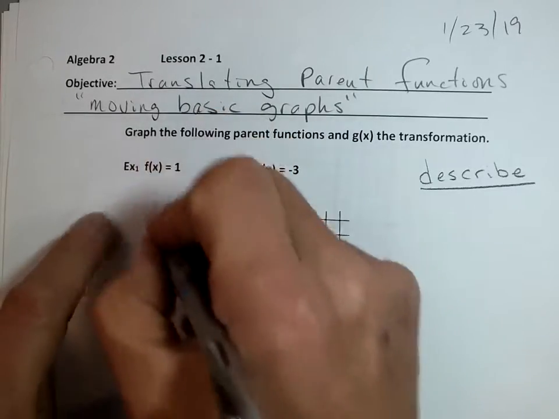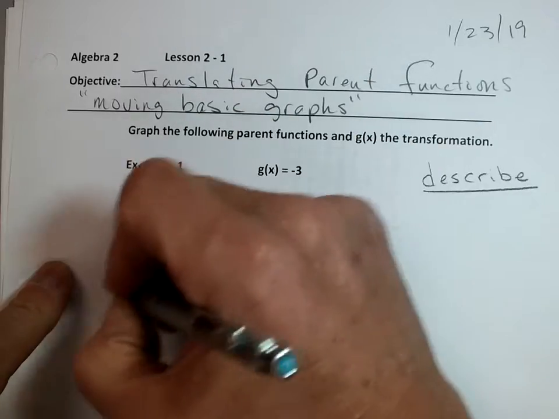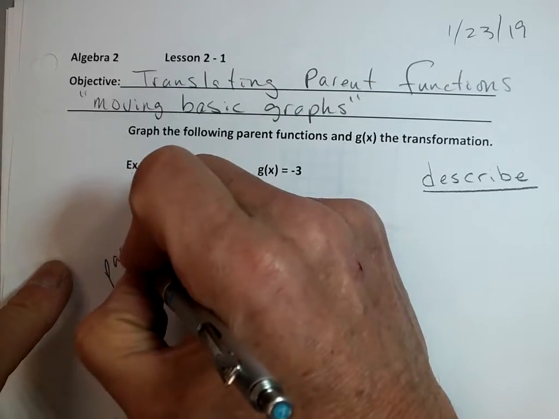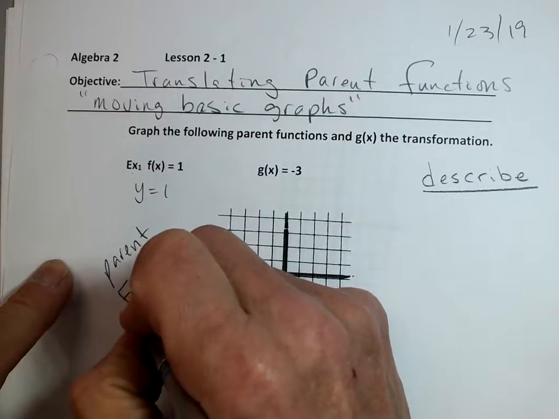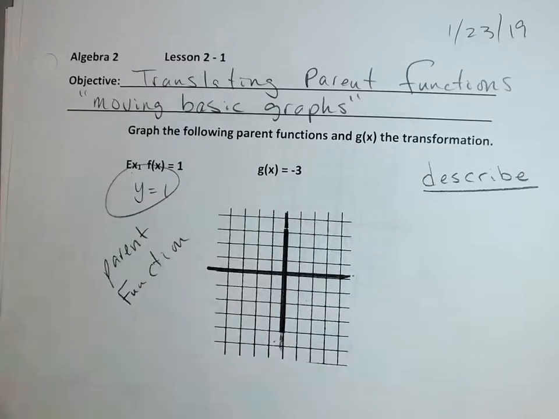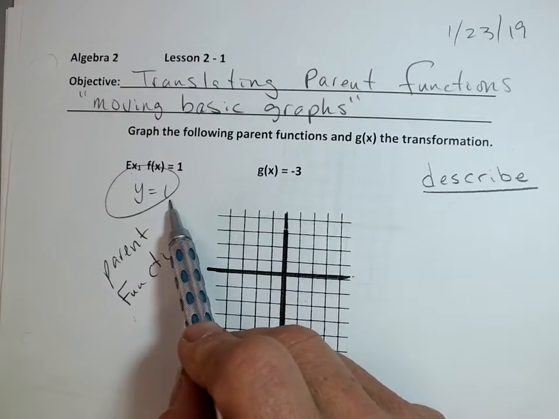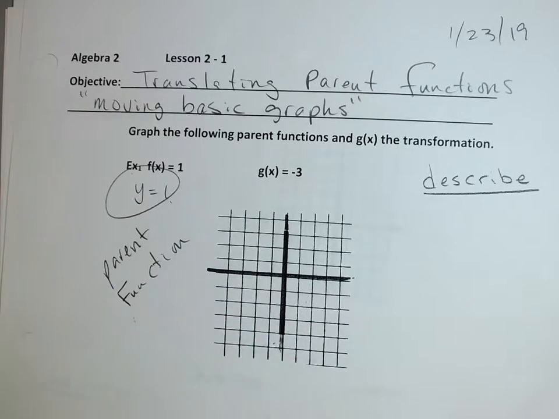This is the parent function. The same thing as y equals 1. That's my parent function, okay? Y equals 1 is my parent function for my horizontal graph, or it's called my constant function. That's the name of it. It's called the constant function because it stays constant. It's always going to be 1. Does that word make sense? It's a constant function because it always stays 1. So we know that the parent function looks like this.